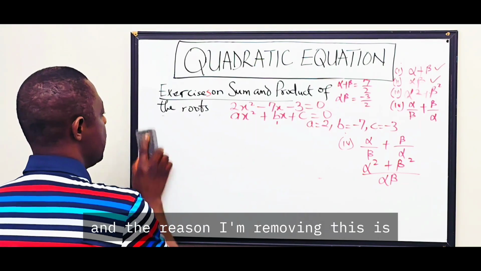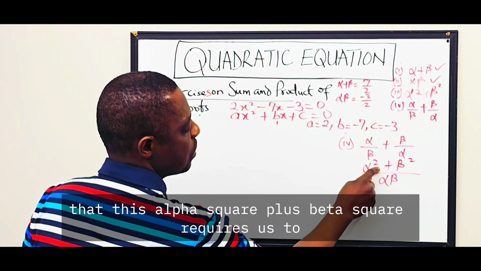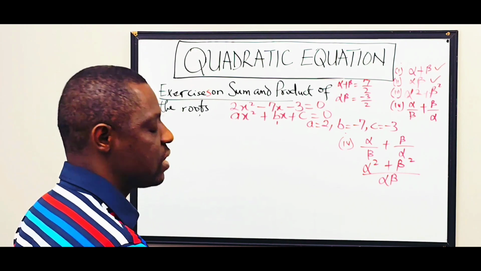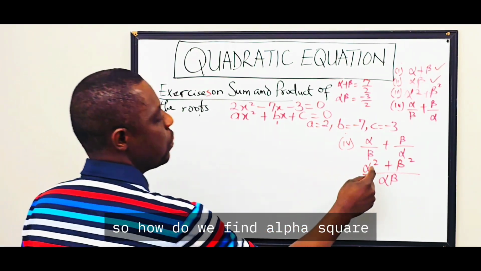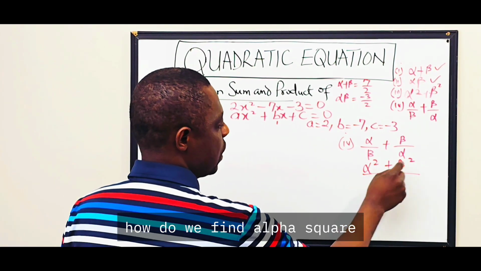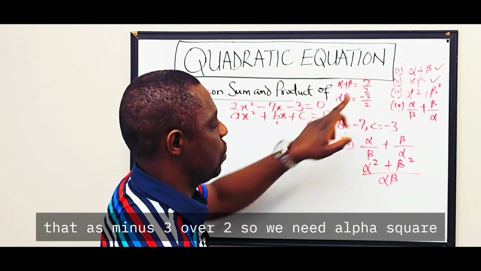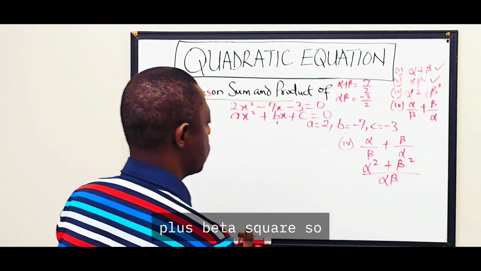And the reason I'm removing this is that this alpha squared plus beta squared requires us to get into another formula. So how do we find alpha squared and beta squared? Because we already know that alpha beta, we've gotten that as minus 3 over 2. So we need alpha squared plus beta squared.